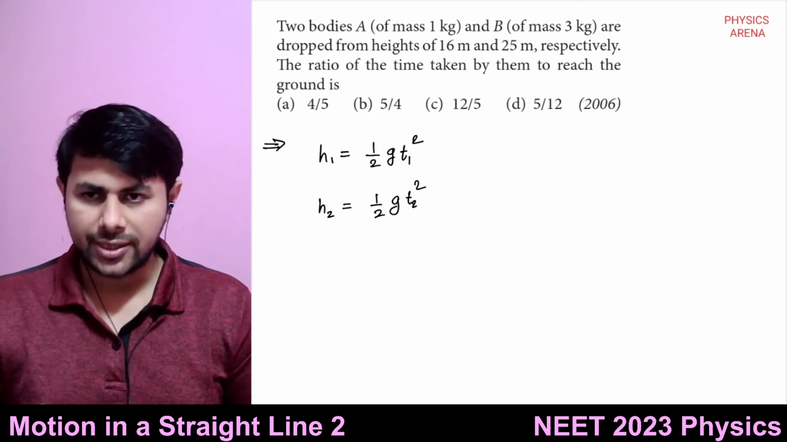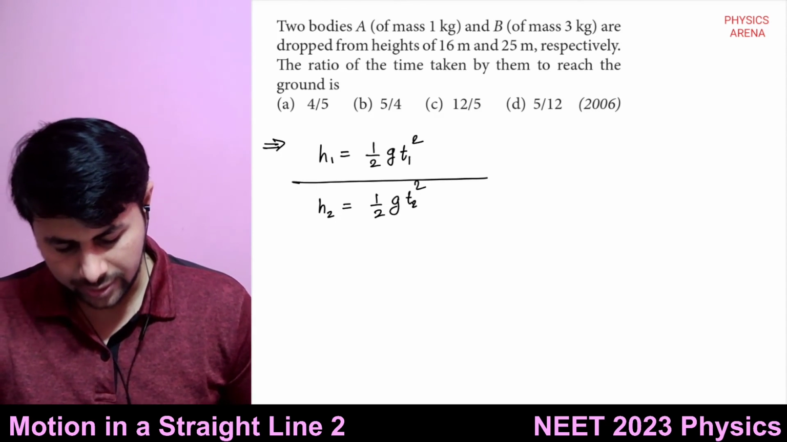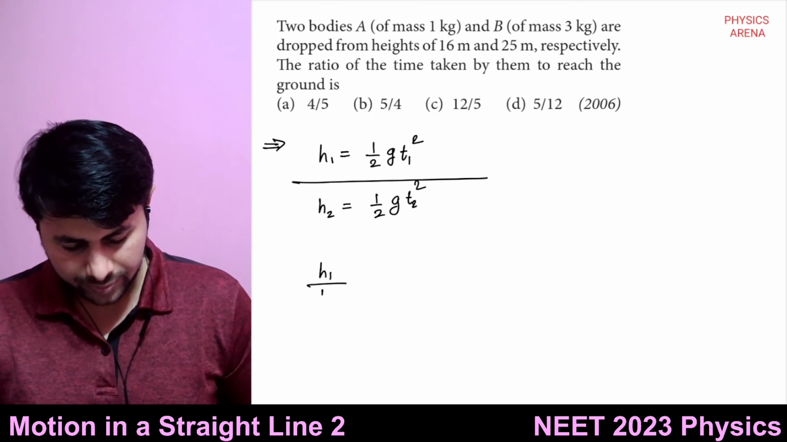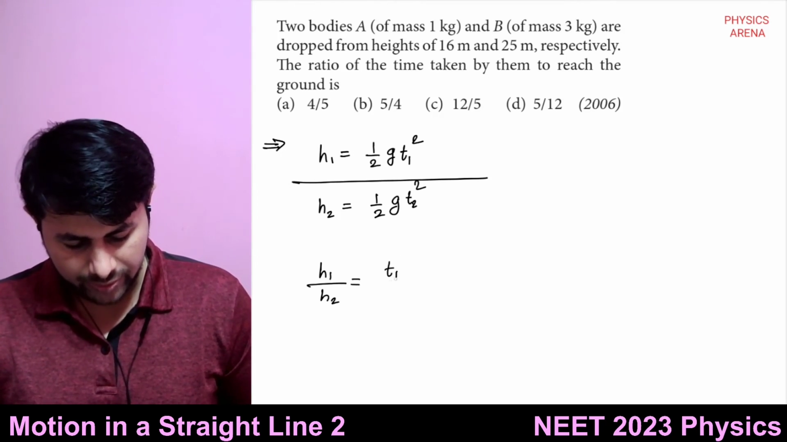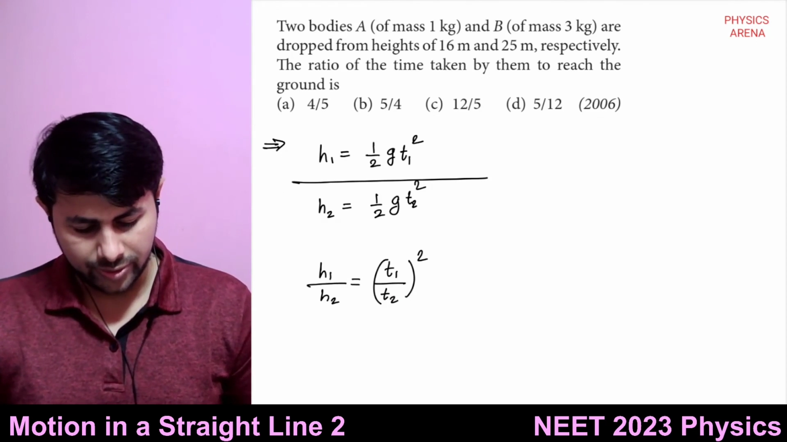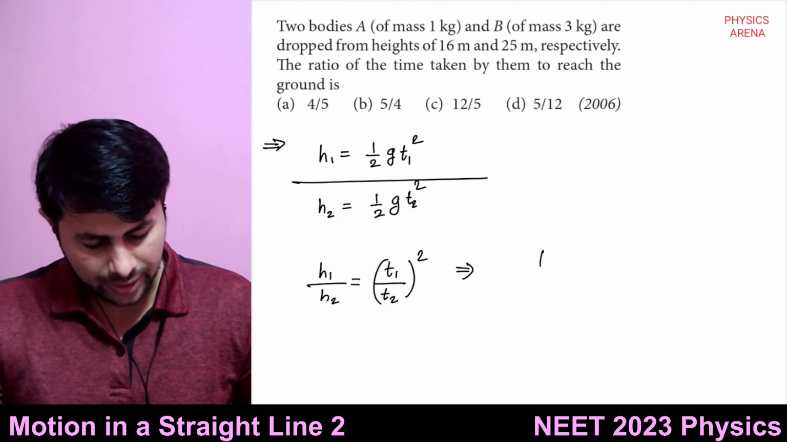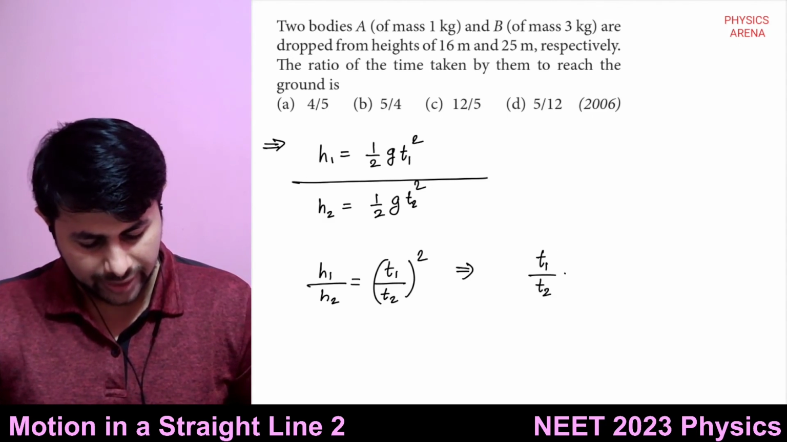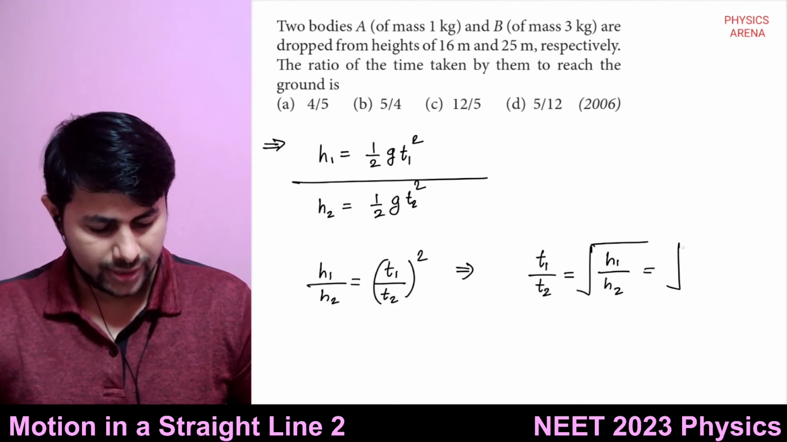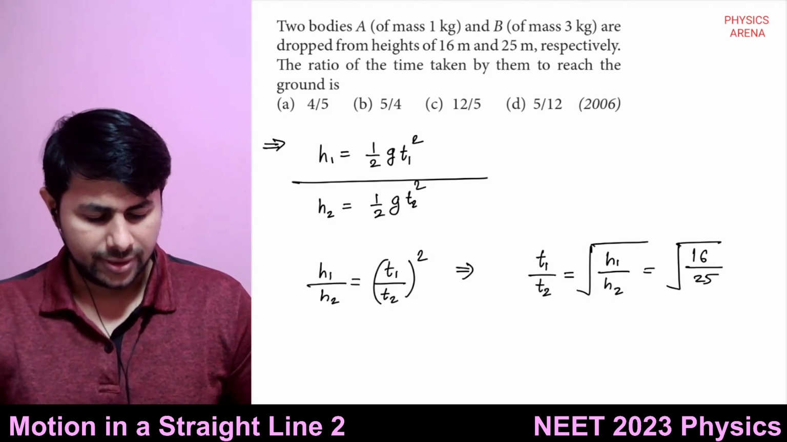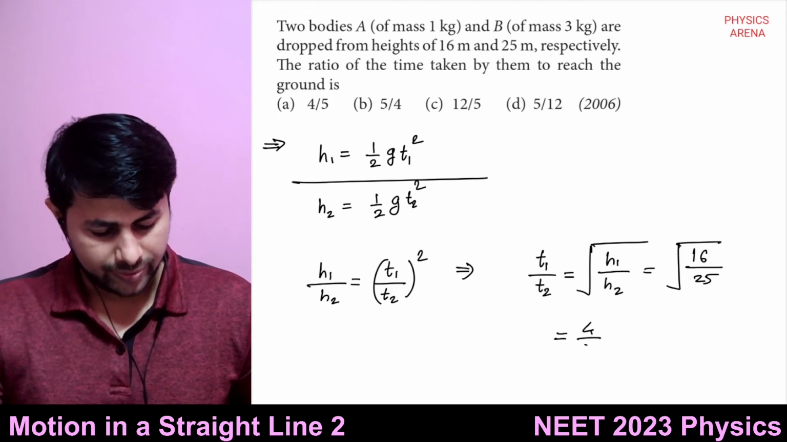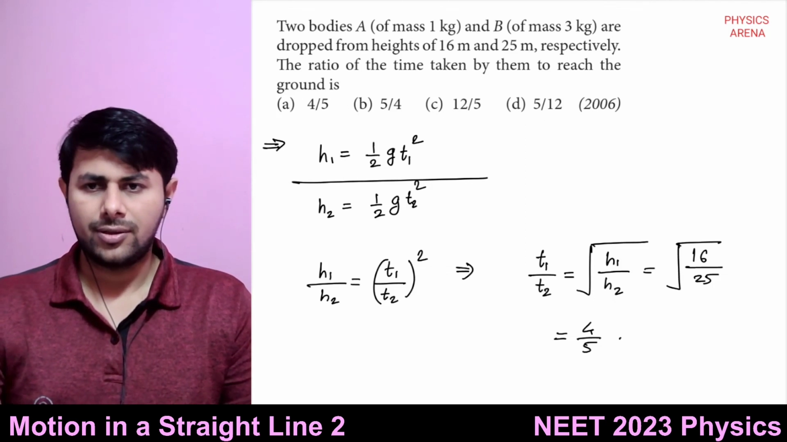Okay, so you can take the ratio of these two. So h1 upon h2 will give me t1 by t2 square, and then I will take square root on both sides. So I will get t1 divided by t2 equals square root of h1 upon h2, and that is 16 divided by 25. So it is 4 by 5. 4 by 5 is the answer. Okay, simple.